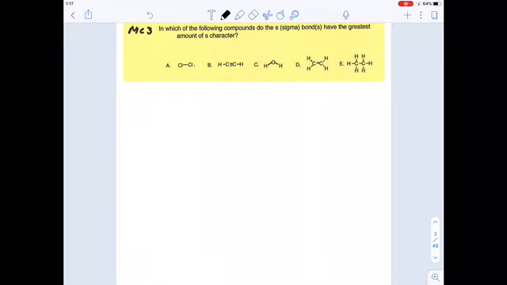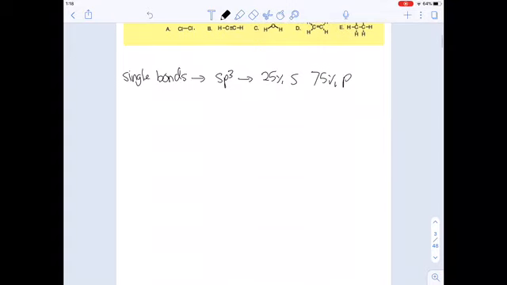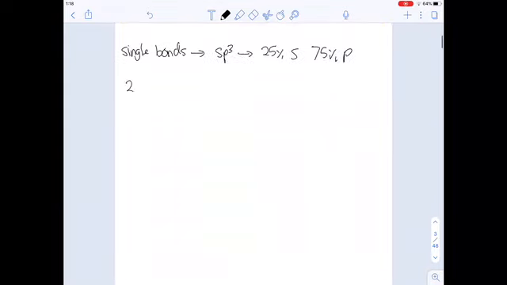Okay, so multiple choice 3 asks, in which of the following compounds do the sigma bonds have the greatest amount of S character? So the way you want to think about bonds and S character is as follows. So for single bonds, they are going to be sp3 hybridized, and that means that they're going to have 25% S and 75% P character. Because if you're thinking about S, P1, P2, P3, there's 4 parts to the whole. 1 of them is an S, and 3 of them are P.